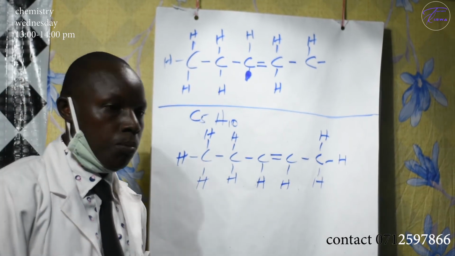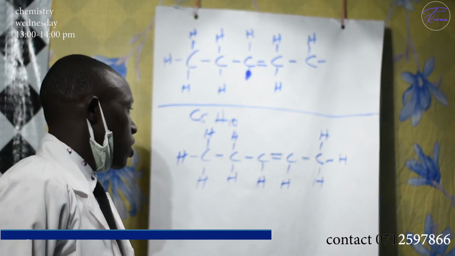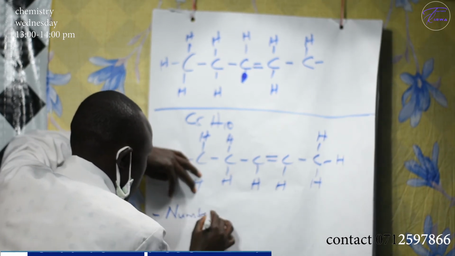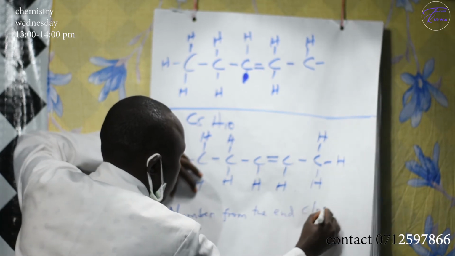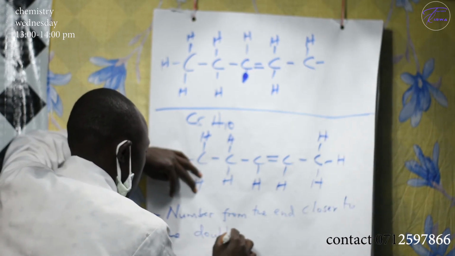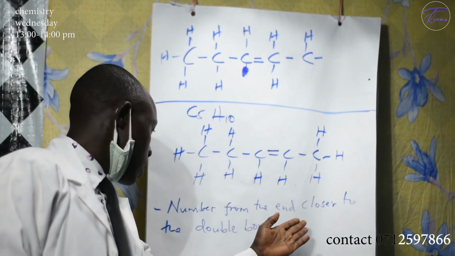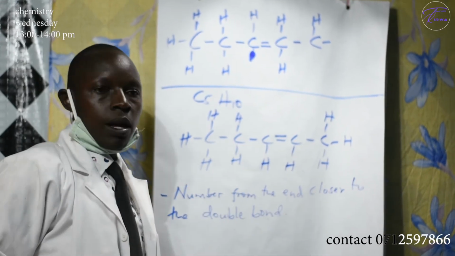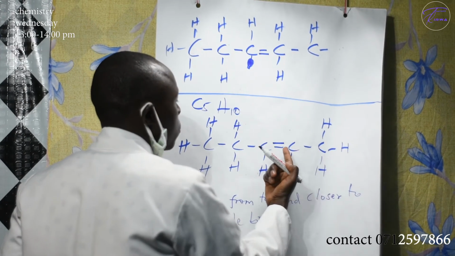Now let us name this compound. When we are naming this compound, you begin numbering from the end closer to the double bond. You begin numbering from the end that is closer to the functional group. So here we have two types of numbering. You can say 1, 2, 3, 4, 5. From the other side, 1, 2, 3, 4, 5.